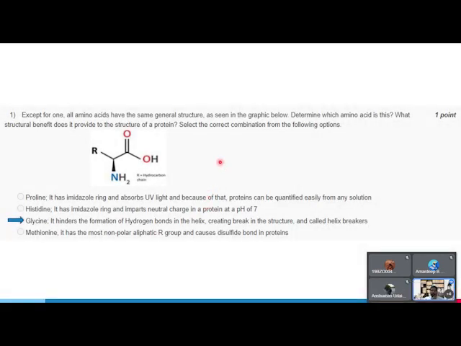So getting back to our question, except for one, all amino acids have the same general structure as seen in the graphic below. Determine which amino acid this is and what structural benefit it provides to the structure of a protein. Select the correct combination from the following options. So the correct answer is glycine. In the general structure, instead of having an R hydrocarbon chain, glycine only has a hydrogen atom. So that is the one that is the most different, and it hinders the formation of hydrogen bonds in the helix, creating a break in the structure and is known as a helix breaker. So that was the answer to our first question. Does anyone have any doubt regarding this?